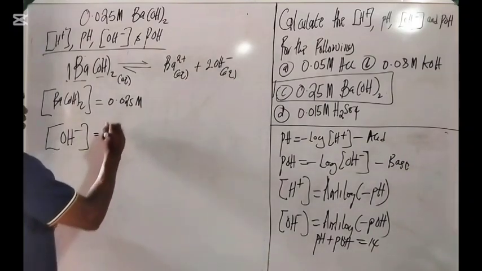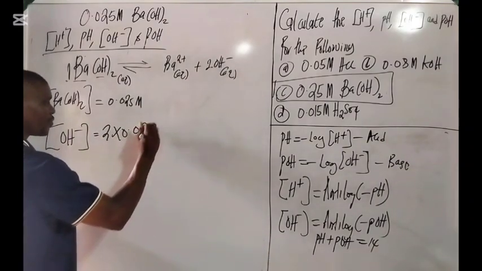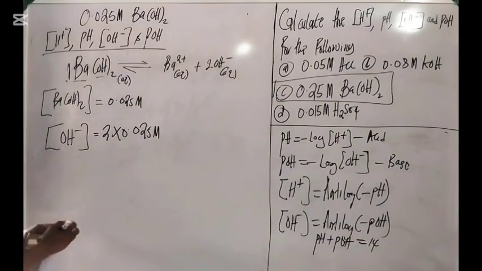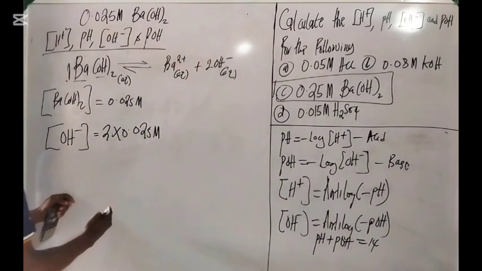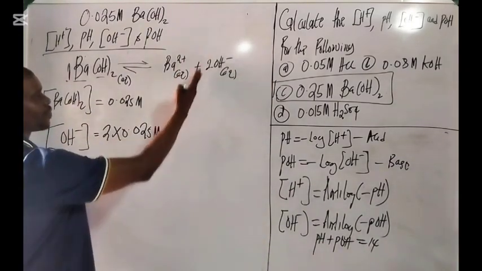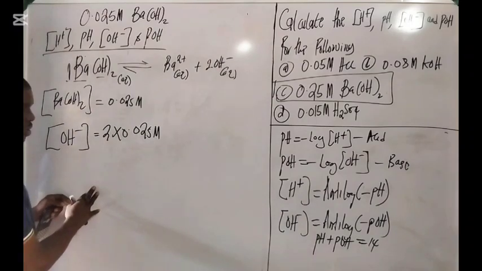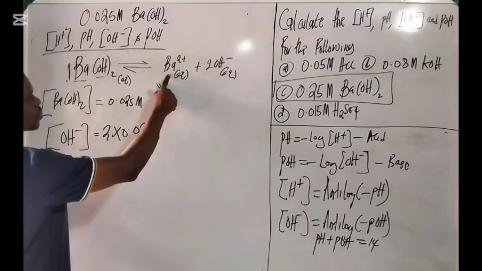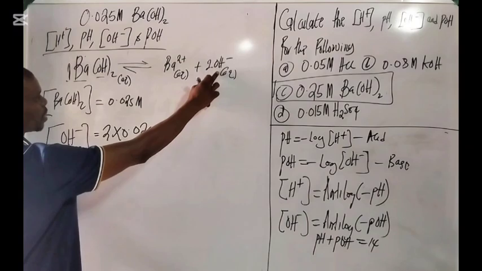So here we have 2 times 0.025 molarity. Now, if here was 3, you would have multiplied by 3. If here was 4, you would have multiplied by 4. Just so we don't really have an issue with this one, this is what we want to calculate.